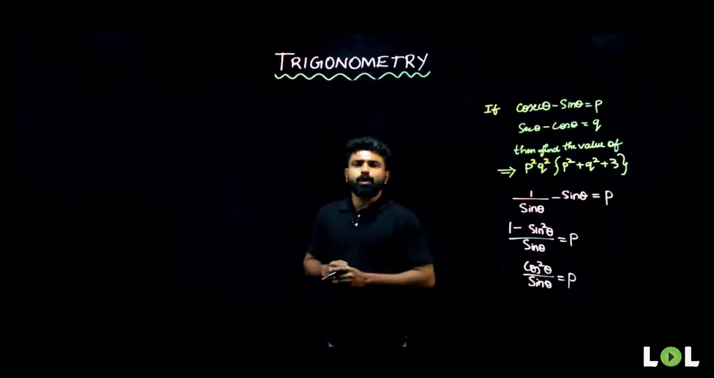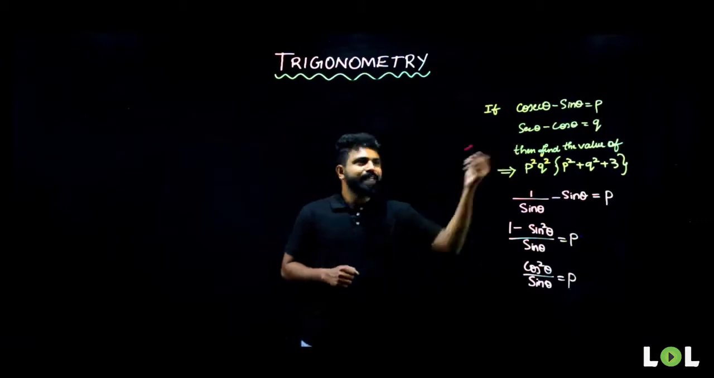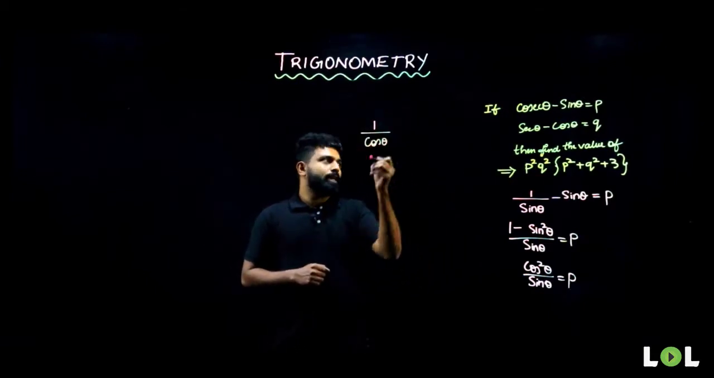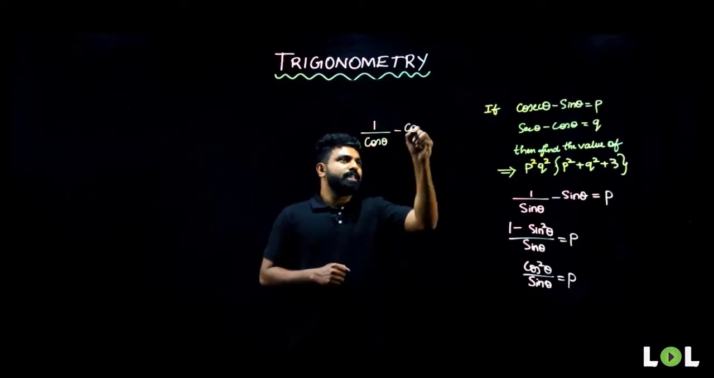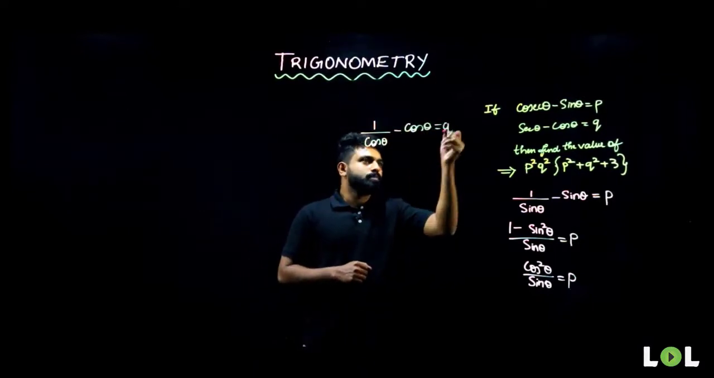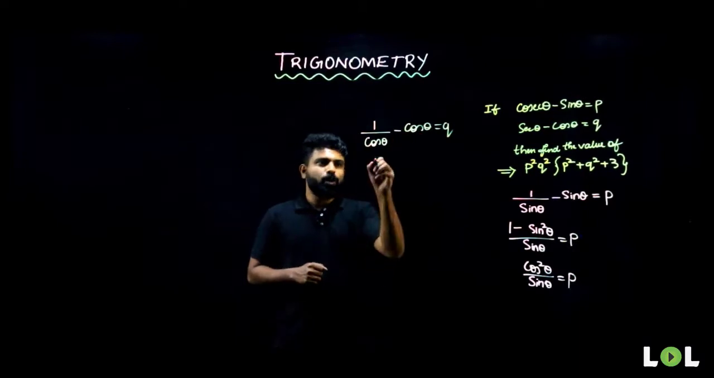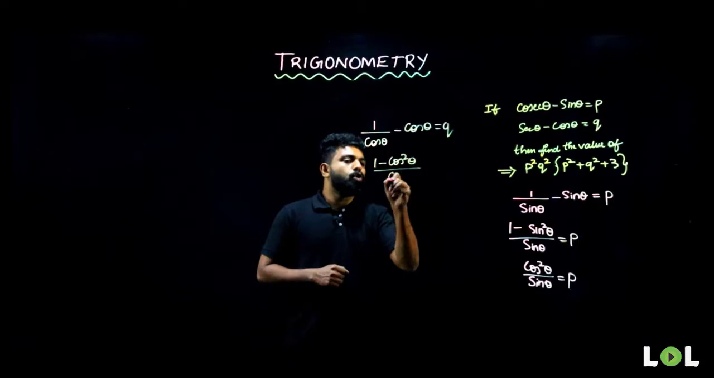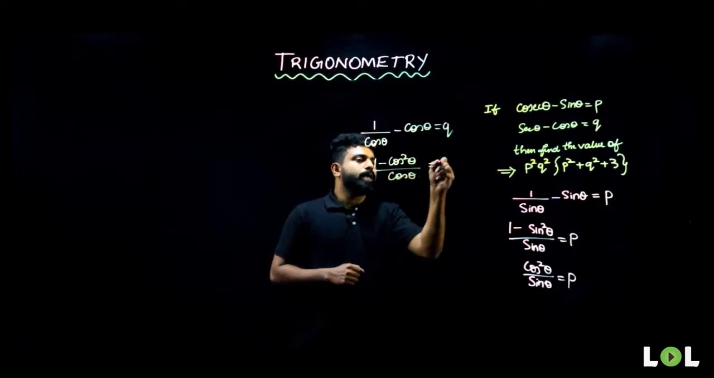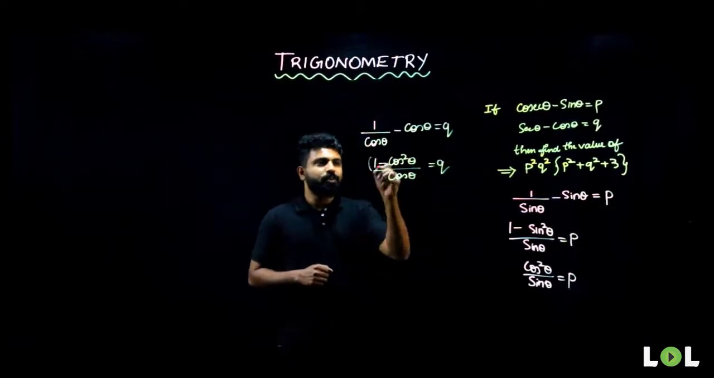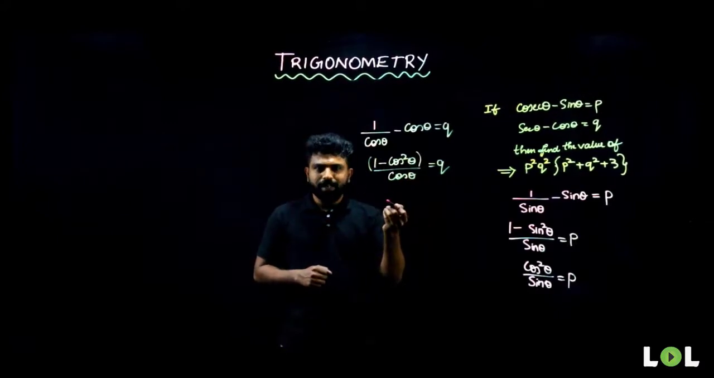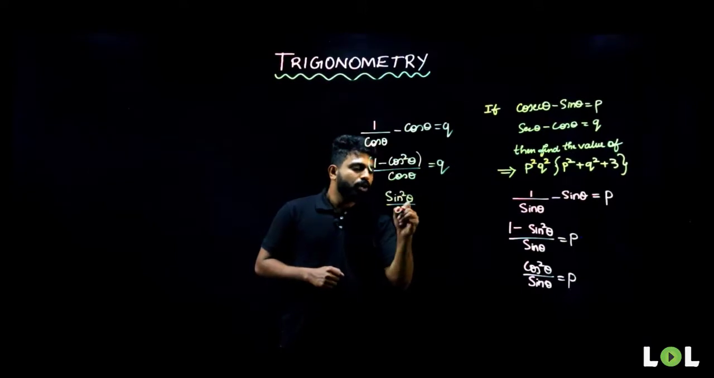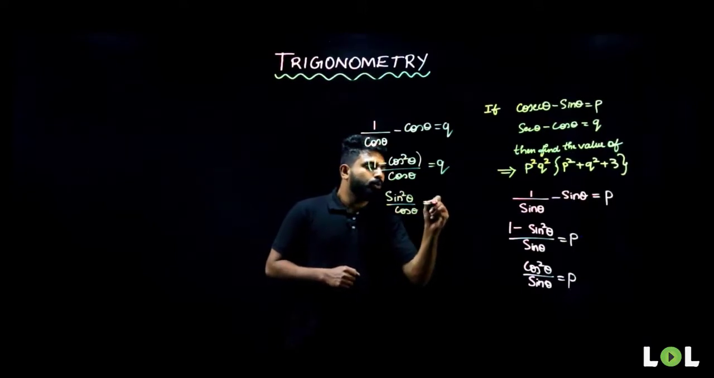Now similarly, what is the value of Q? How can I write my secant theta? I can also write it as 1 divided by cos theta. What do I have? Minus cos theta will be equal to Q. Now once again, if I take the LCM, what will I be left with? 1 minus cos square theta, the whole divided by cos theta, will be equal to Q. From the first identity, we all know that 1 minus cos square theta is nothing but sin square theta divided by cos theta is equal to Q.